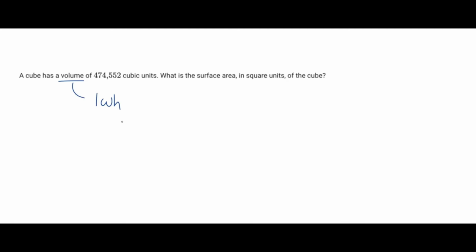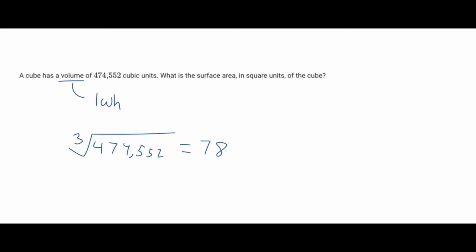And because of that, we know that the length has to be equal to the width, has to be equal to the height. And therefore, in order to find the actual value of either the length, width, or height, we can just take the cube root of the volume, which is going to be 474,552. And that will give us a value of 78, all right? So 78 is just the side length of each of the sides.